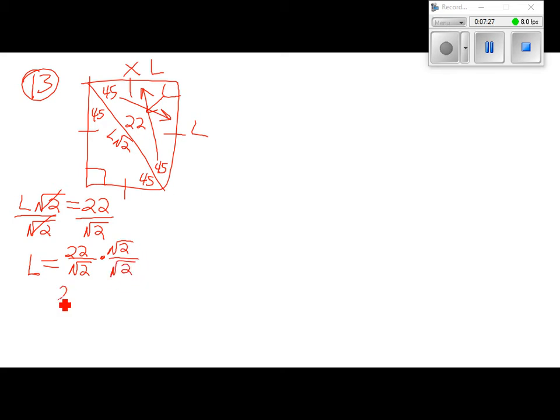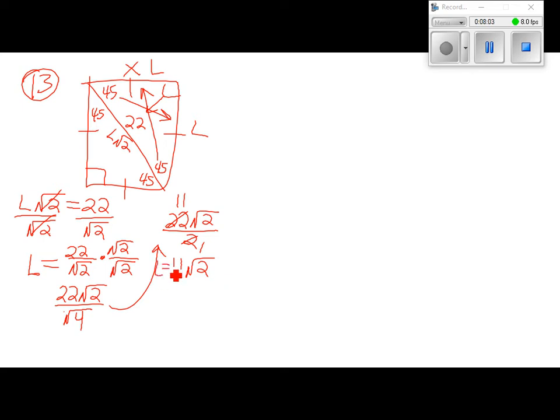On top, we end up with 22 radical 2. On bottom, we end up with radical 4, or square root of 4. I'm going to write this up here so I can have more room. The square root of 4 is just 2, so now we got 22 radical 2 over 2. Forget the radicals even there, and just look at the 2 and the 22. Well, that will reduce down: 2 will go into 2 once, 2 will go into 22 11 times. So it reduces down to 11 times the square root of 2. That's what L is. So L equals that.